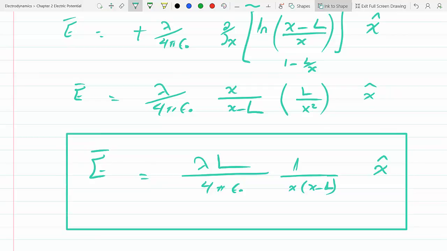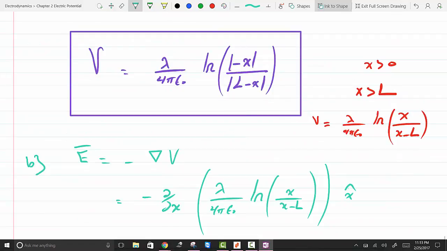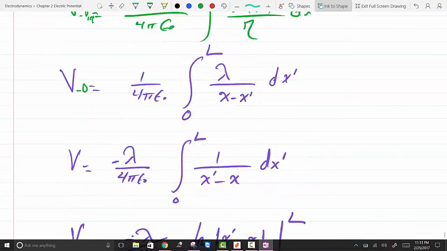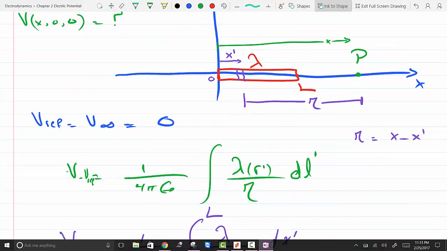Okay, so this would be the electric field, and the first one we found would be the potential due to this finite line of charge at point P on the x-axis.